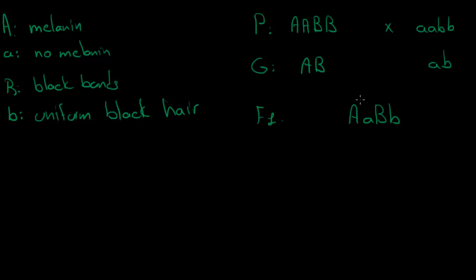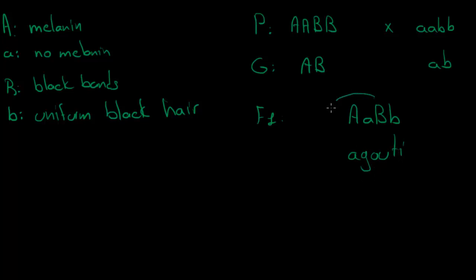What does this mean? That melanin is going to get produced and they are going to have black bands. In other words, if you see a mouse with this genotype, then the mouse will be brown or gray. And we call this mouse an agouti. Agouti mice are the ones that are actually brown.